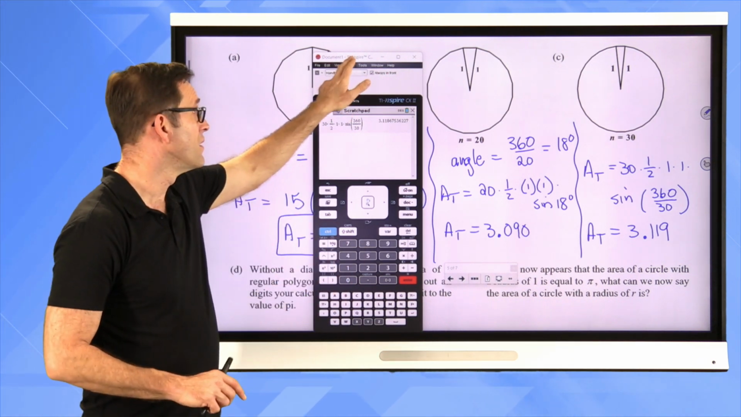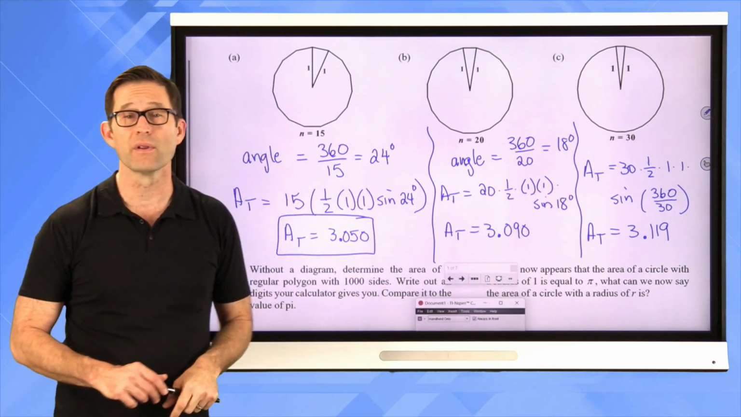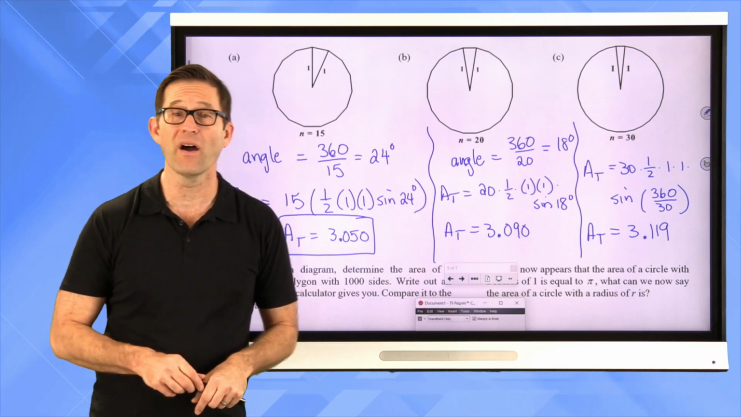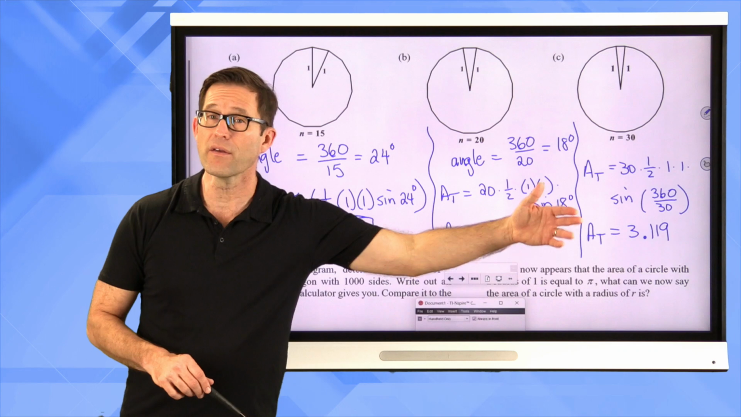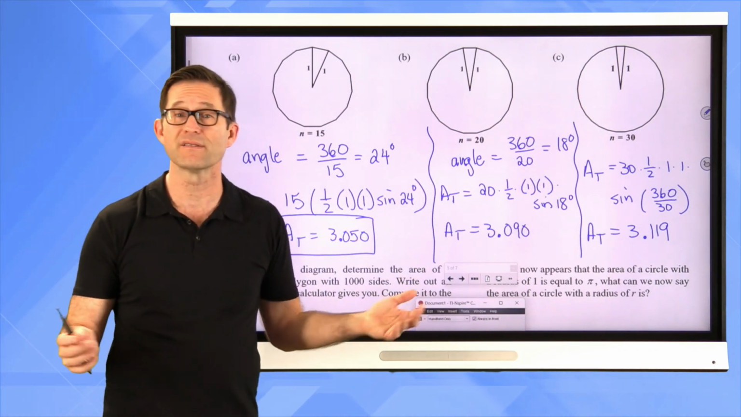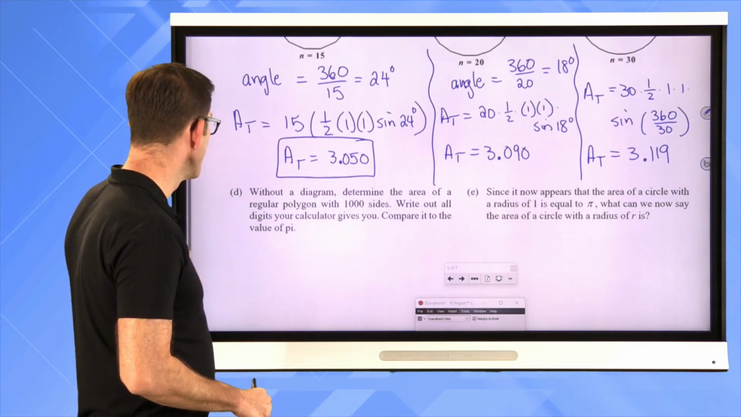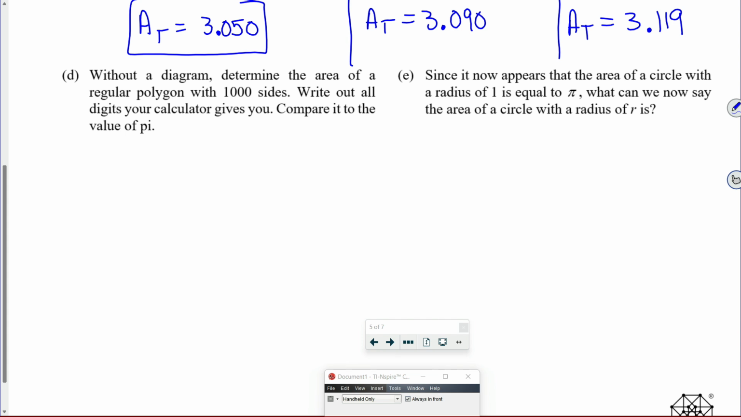Now, we're getting very close to getting a firm grip on what the area of a circle is with a radius of 1. And again, keep in mind, the area of a more generic circle with a radius of r is going to be whatever the area of the circle is with a radius of 1 times r squared due to just similarity and scaling. So, let's take a look at letter D. Without a diagram, determine the area of a regular polygon with 1,000 sides. Write out all digits your calculator gives you. Compare it to the value of pi.